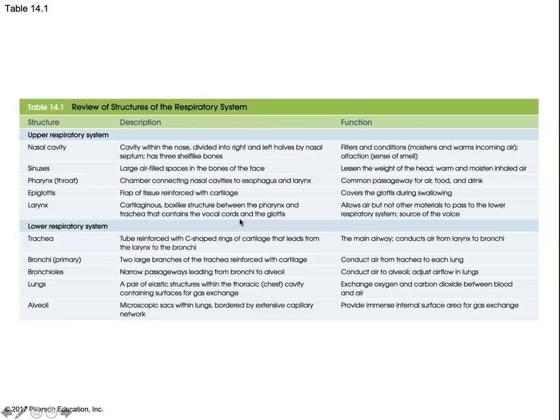Table 14.1 is going to be a great study tool to help summarize each of those structures of the upper respiratory and the lower respiratory system that we talked about. So spend a little bit of time with this diagram, use it to make flashcards or study notes, or whatever it is that you find best to help study and understanding. And as always, please let me know if you have any questions.